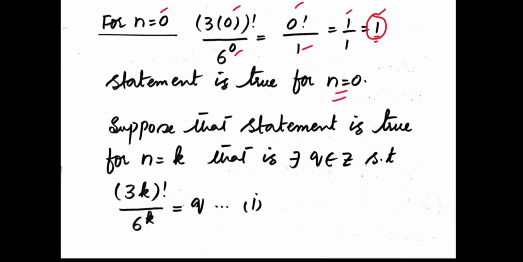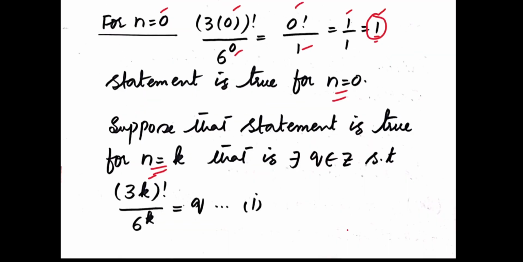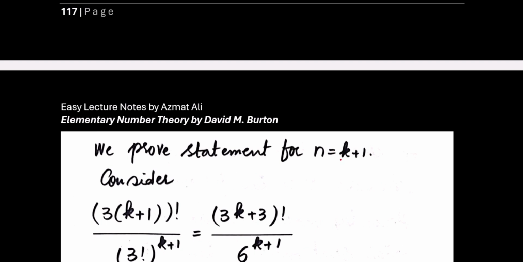Suppose that the statement is true for n equal to k. It means when you put n equal to k in the given fraction, this should be equal to some integer. Suppose this fraction is equal to some integer q. This is our supposition. We prove that the statement is true for n equal to k plus 1. So consider the statement for n equal to k plus 1.